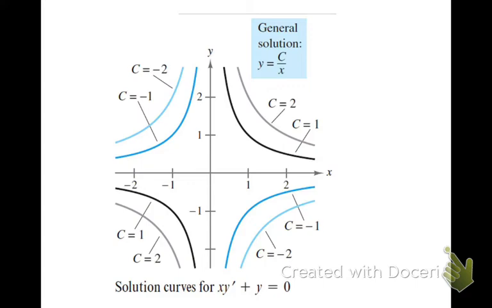Okay. This is just the basic parent function for a rational function. That 1 over x that we've learned, that we've seen before. And we're changing this 1 to be different c's. Okay, solution curves are x minus y prime plus y equals 0. Those are our solution curves.